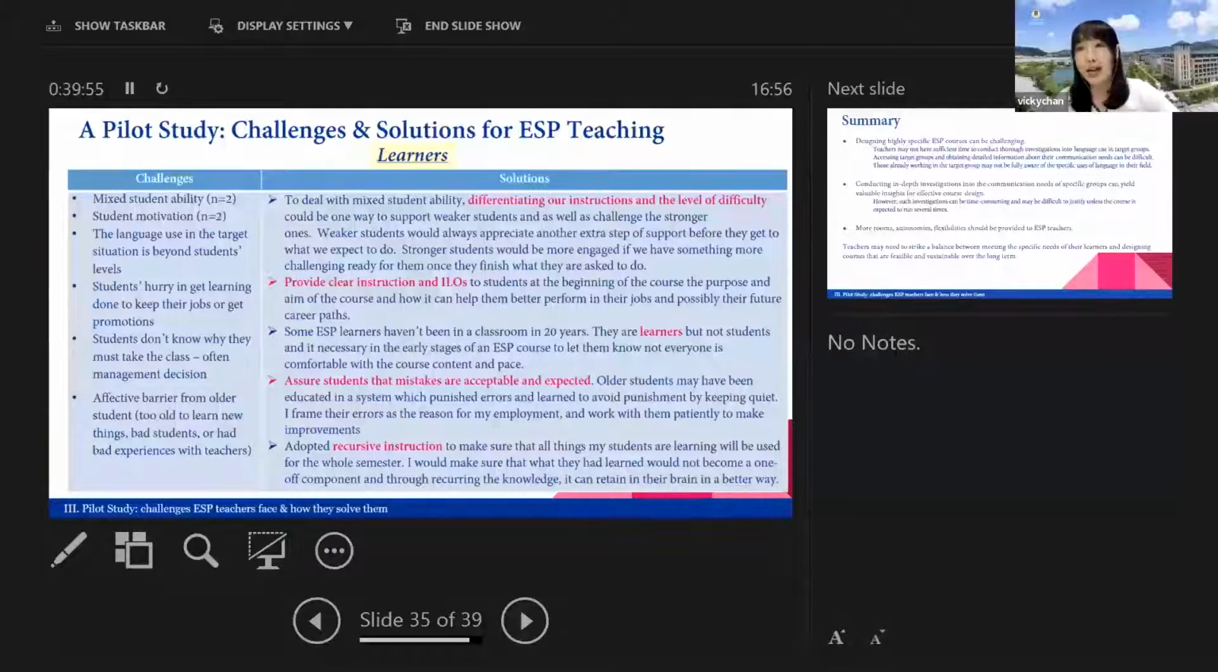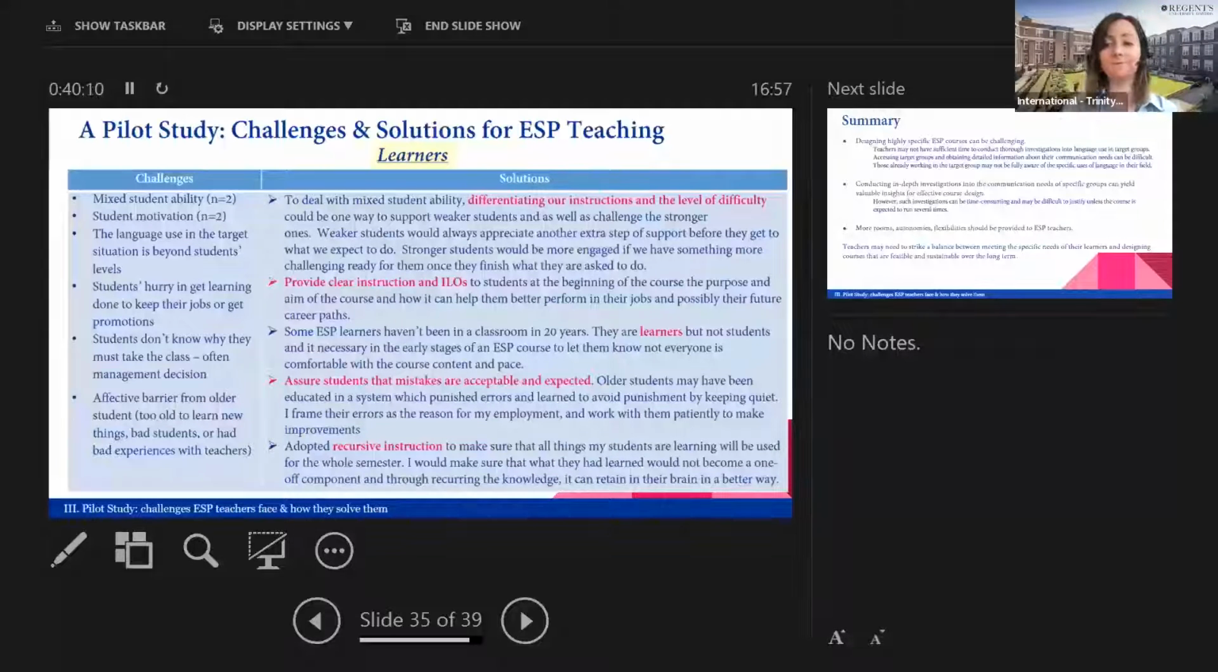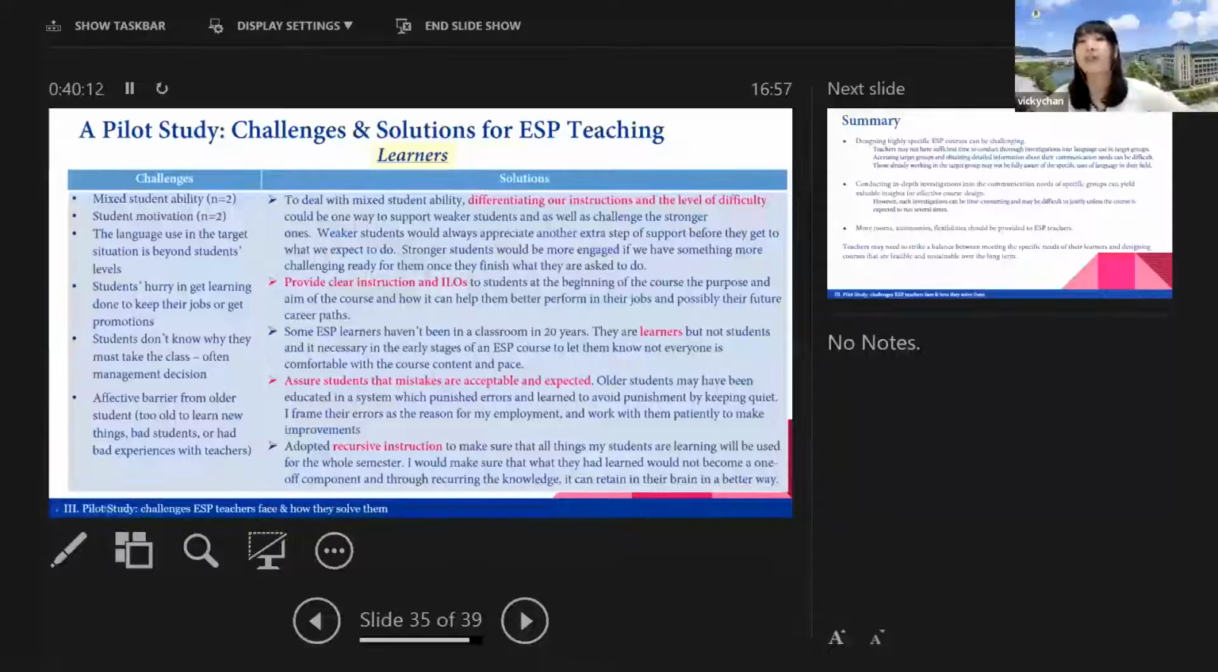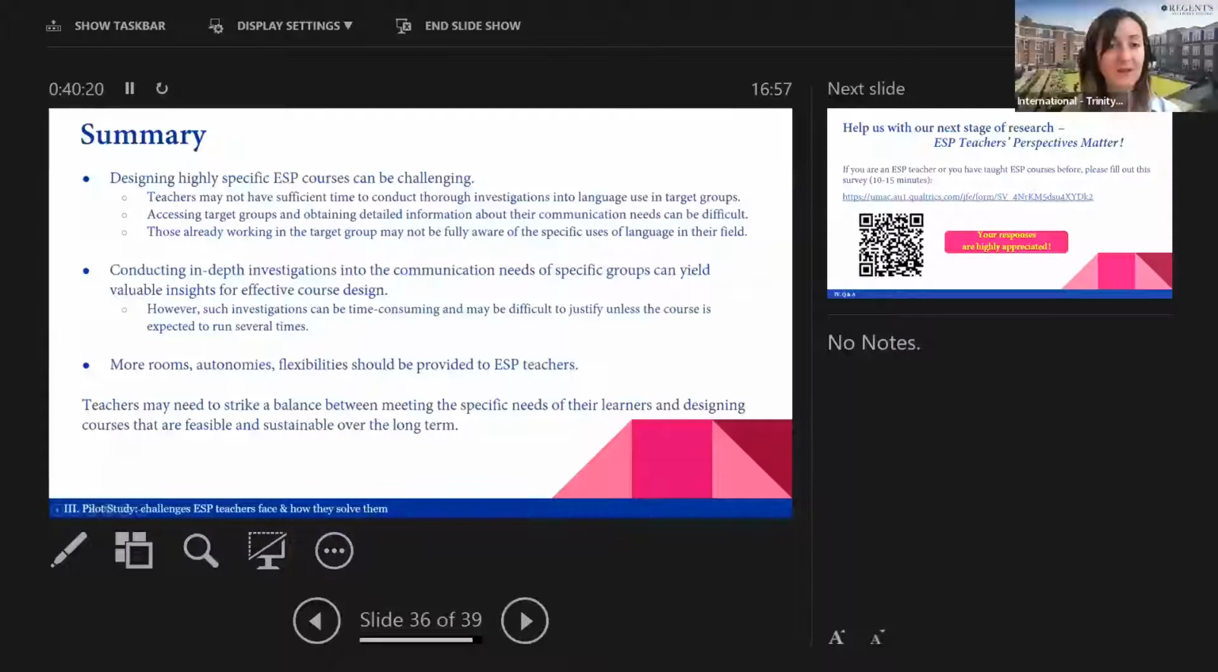We also need to make our instruction very clear, or make the ILOs very clear to the students at the beginning, how this course can help their career. We also have to assure that students make mistakes, it's okay. And also we can adopt a recursive instruction so that students can use the knowledge learned the whole semester. All right, so that basically would be my pilot study.